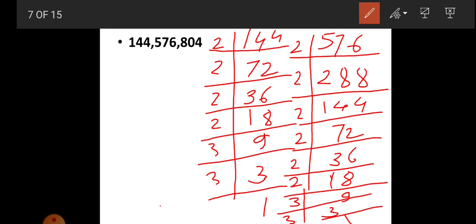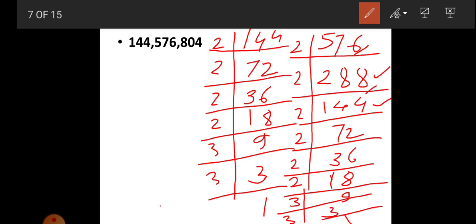These are the factors of 576. Here the last digit is 6, so it is divisible by 2. The quotient is 288, again 8 is an even last digit. Then again 288 is divisible by 2, so the quotient is 144.